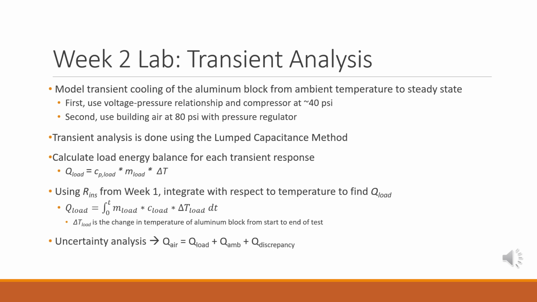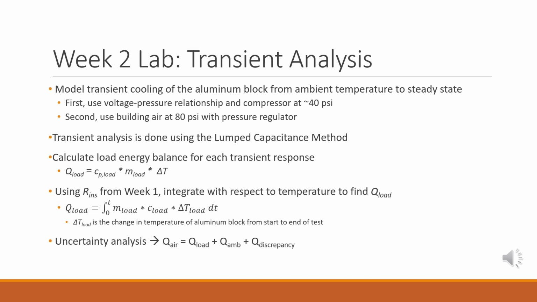In this equation, the delta T term is the change in temperature of the aluminum block from start to end of each test. Then the Q ambient and Q air will also be calculated using the same equations found in slide 10, and the insulation resistance calculated from week 1 is necessary to find the ambient heat transfer. This time though, the load temperature and T5 won't be constant, so these heat transfers must be found through numerical integration by taking the sum of every heat transfer rate across the start and end time.